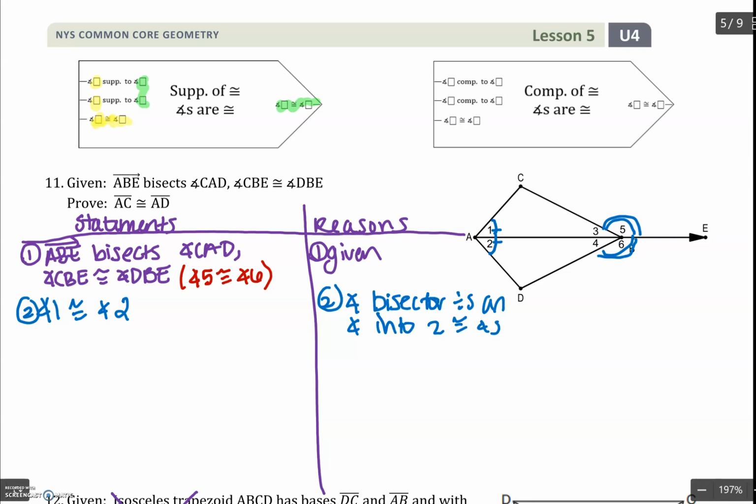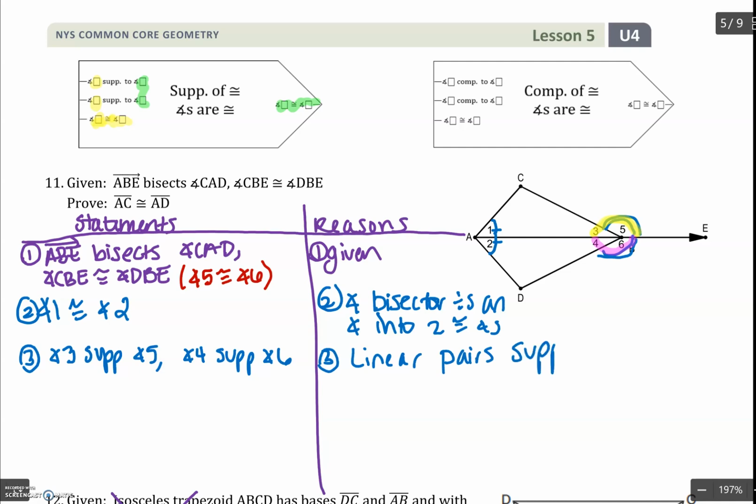But what I can do is notice that there is some supplements going on here because these are linear pairs. So angle 3 and 5 make a linear pair. That means they're supplements to one another. So I can write that angle 3 is a supplement of angle 5. And in the same way, I can write that angle 4 is a supplement of angle 6. And I know this because linear pairs are supplements. And that came from the picture. I don't have to write a P in a table proof though.